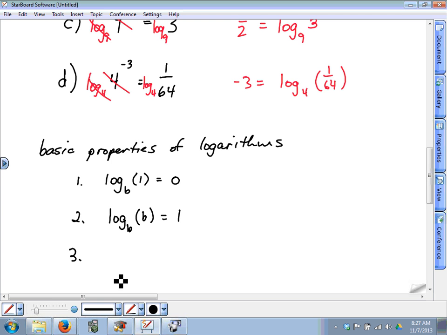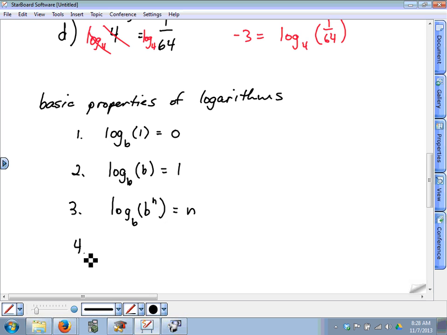Yeah. Okay, moving on. Property 3, logarithm with a base of b of b raised to some power n. Yeah, what does a logarithm do? It cancels a base. If they have the same base, you're left with the exponent, so this equals n. Property 4.